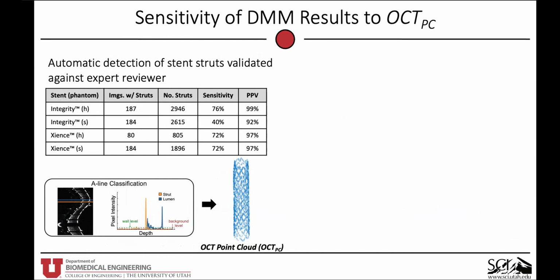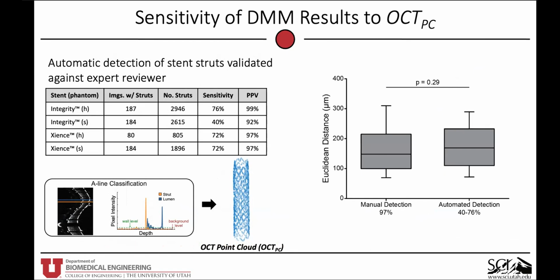So to determine the sensitivity of the DMM to that OCT point cloud, we actually ran the DMM against the manually detected stent struts. And what we saw is really minimal difference between the manual detection and that automatic detection. So there was no significant difference there. You see the means are fairly close together. So we were pretty happy that there was no potential for overfitting, or you could say even underfitting, because we had too sparse of a point cloud.